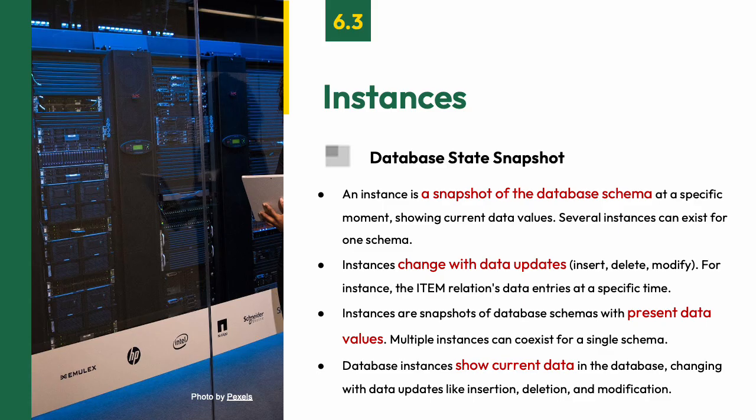So in summary, an instance is a current snapshot of the database, displaying the actual data values at a specific point in time. And the instance changes as the data is updated, and multiple instances can exist over time for the same schema.